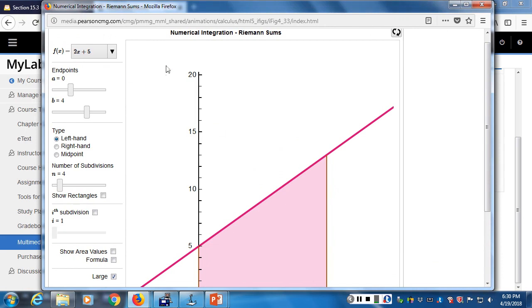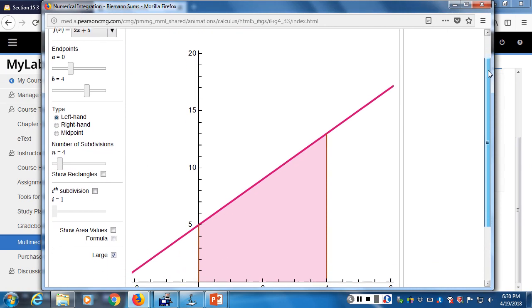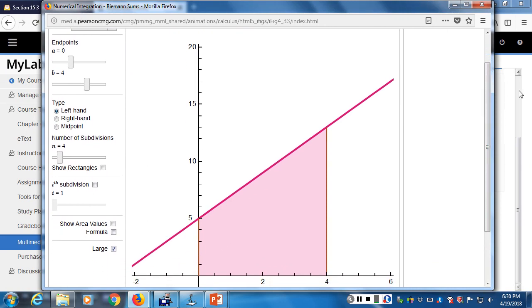So the function that we're looking at here is the function 2x plus 5. And that's a linear function. And because we have formulas in geometry for finding the area of a trapezoid, and that's what this is, it's the area of it. It's a trapezoid. It has a slanted side. We could actually find the actual area. So the actual area of that trapezoid is 36 units.